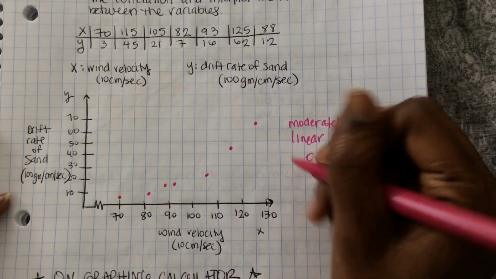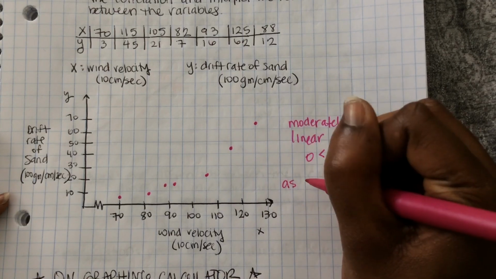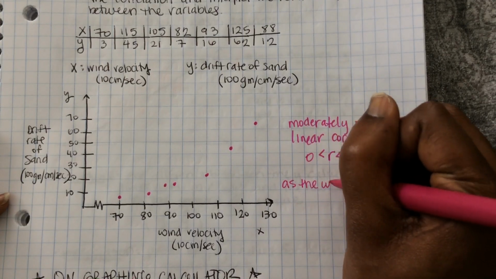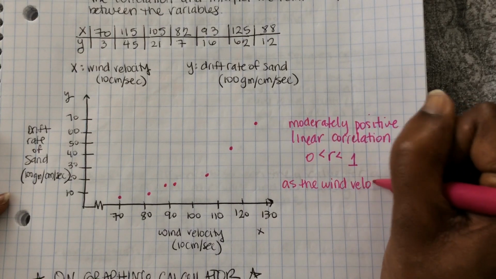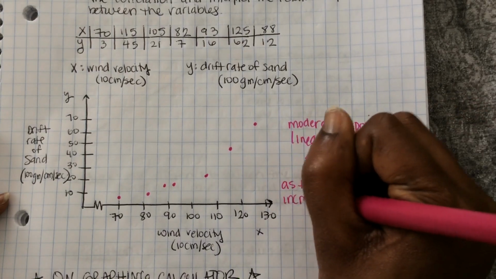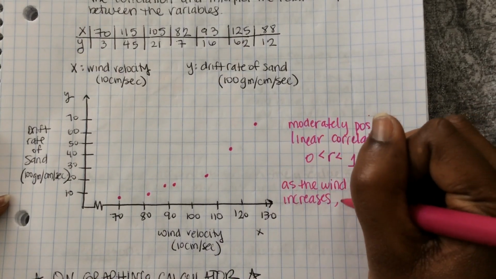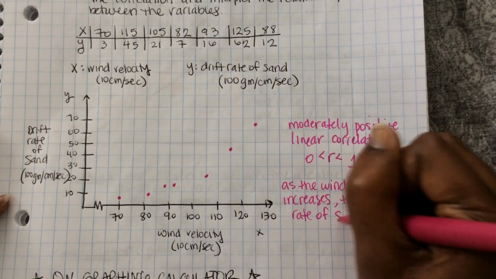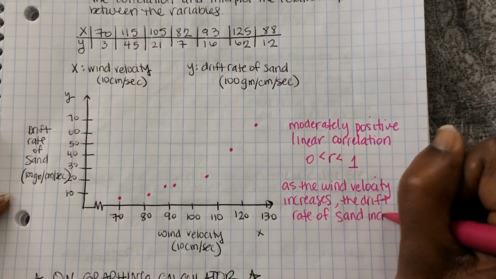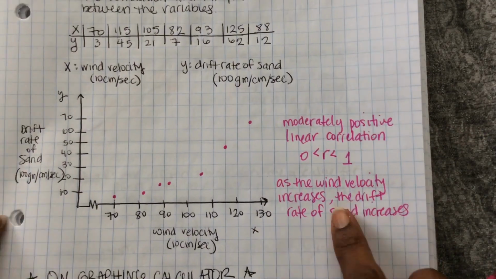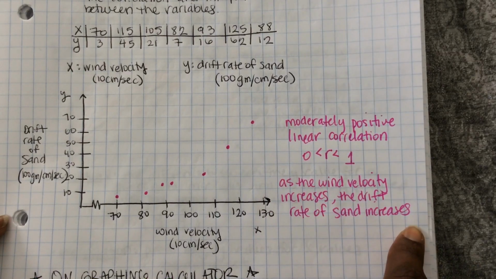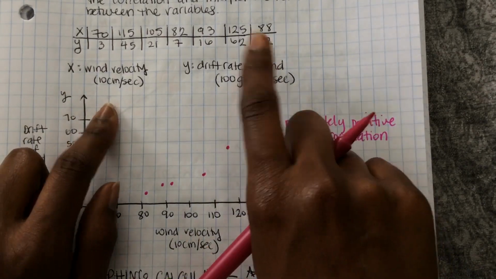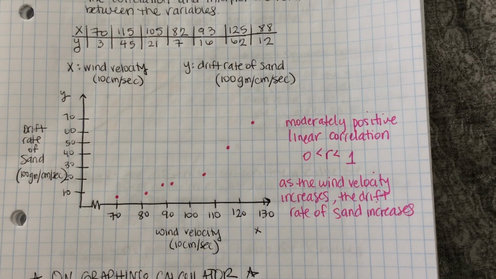So if my interpretation is as the wind velocity increases, the drift rate of sand increases. Very simple. As x increases, y increases, but I'm using the terms that were defined to us in the problem. So this is R, drawing a scatter plot by hand and interpreting.